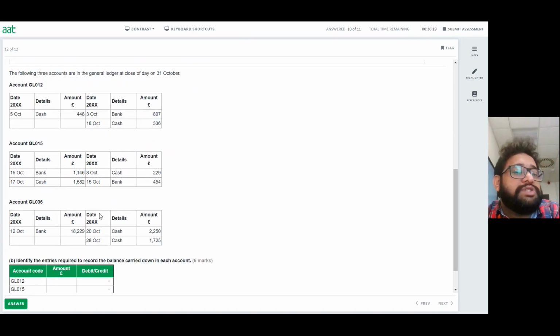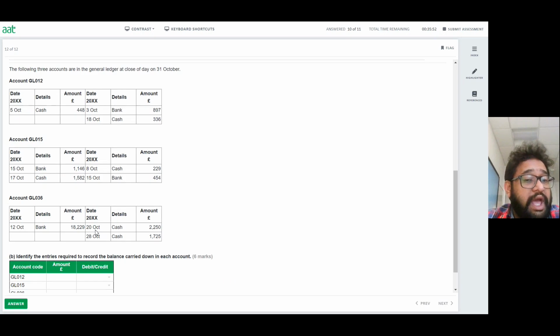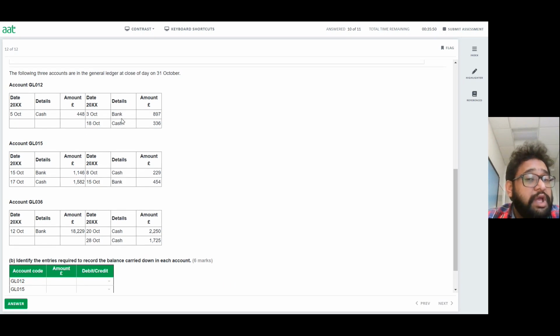Now, the following three accounts are in the general ledger at close of day on 31st of October: GL012, GL015, and GL016. They want you to know the balance carried down amount, not brought down. Carried down is your closing balance. Therefore, it will go on the lowest side. So here, the carried down amount on the first transaction has to be on the credit side. Why? Your debit side is much larger than your credit side.